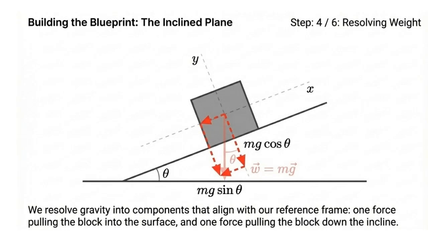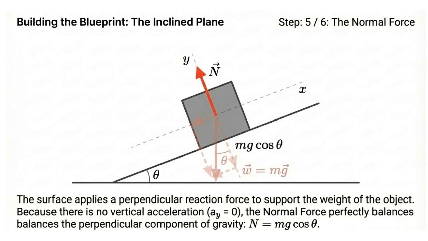Here, we break down the weight of the block into two parts that match the directions we're focusing on. One part of the weight pushes the block directly into the surface of the incline, which is represented by mg cos theta. The other part pulls the block downward along the slope of the incline, shown as mg sin theta. This helps us better understand and analyze the forces acting on the block in terms of the incline's angle and orientation.